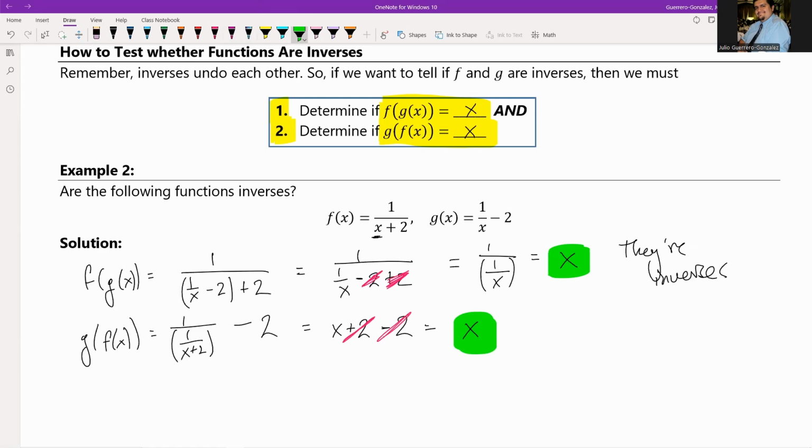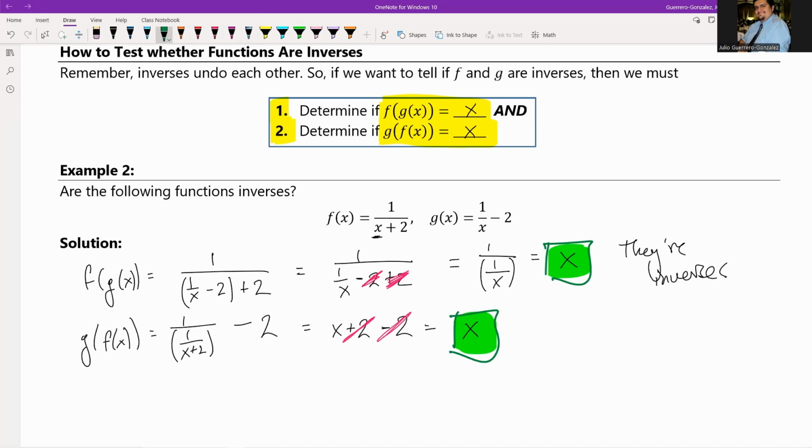Okay? So, like I said, you could check one or the other. You can either check this one or this one. So long as you get x at the end, they are inverses. If you don't, they're not. Now, this is assuming that you do all your arithmetic and your algebra correctly, so just watch it.